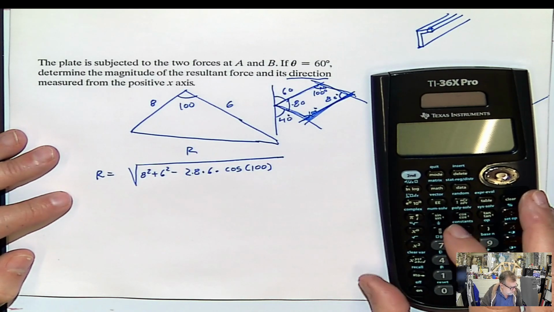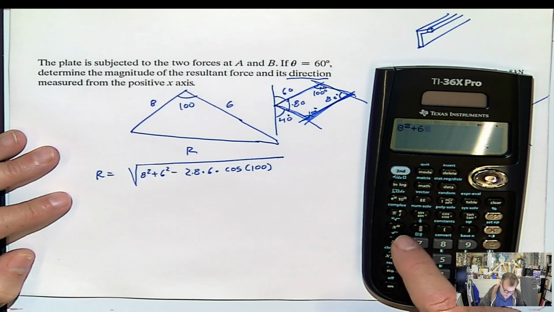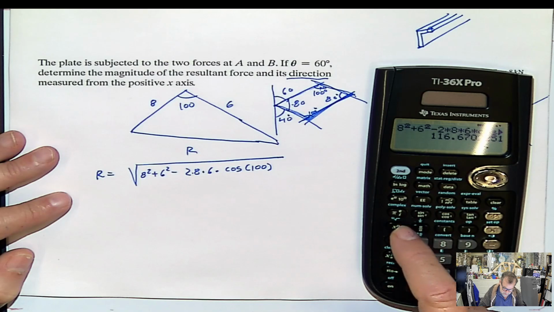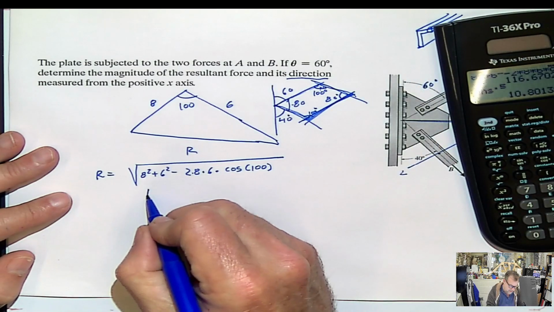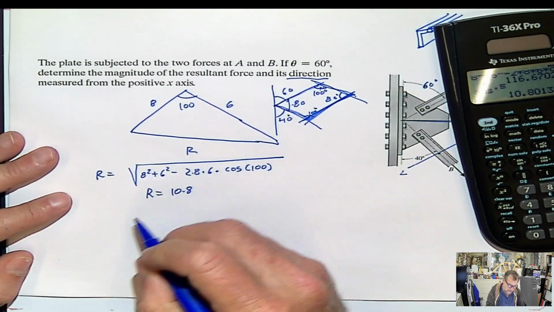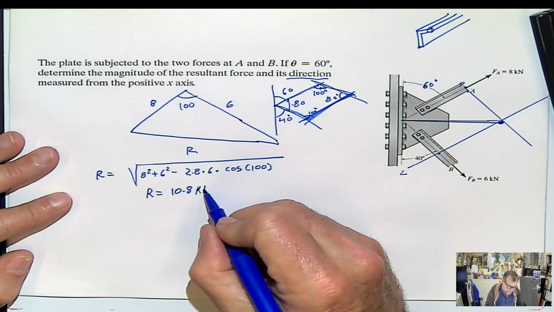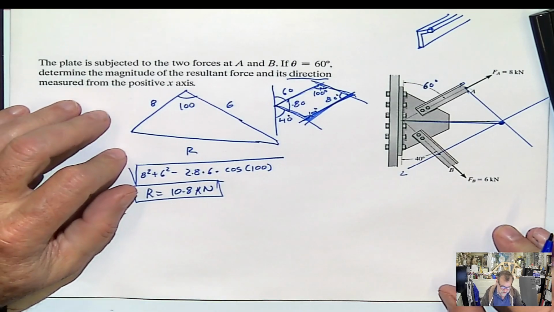So let's see how much that is. 8 squared plus 6 squared minus 2 times 8 times 6 times cosine of 100. There you go. And now we take the square root of that, which is the same thing as raised to the 0.5, and then we get 10.8. My resultant force, 10.8. If that was the only thing asked in the problem, we would be completed. But the problem is asking also for the direction. So how do we find the direction?